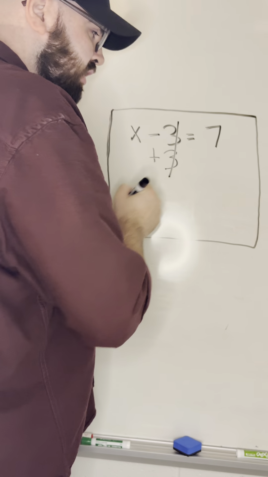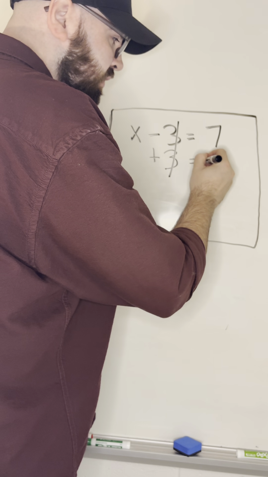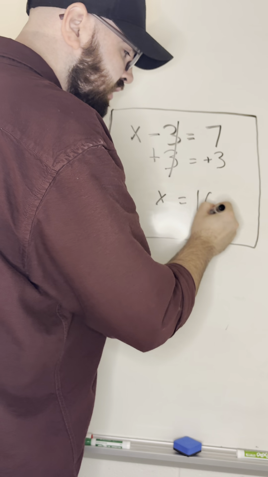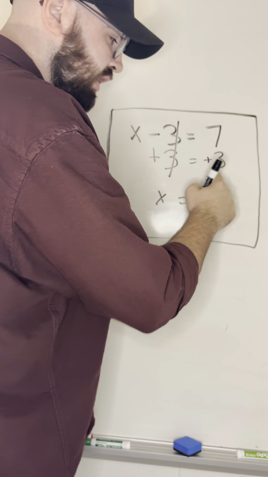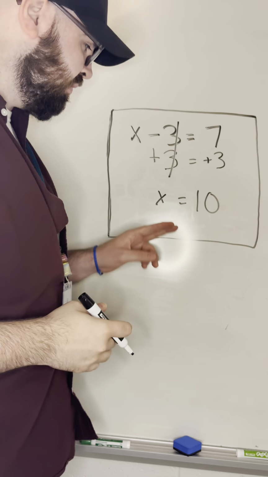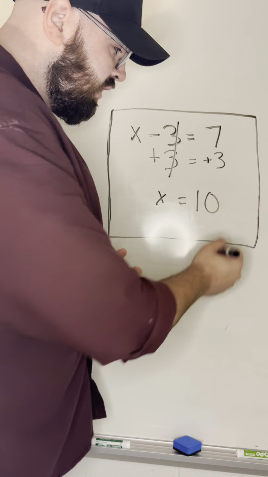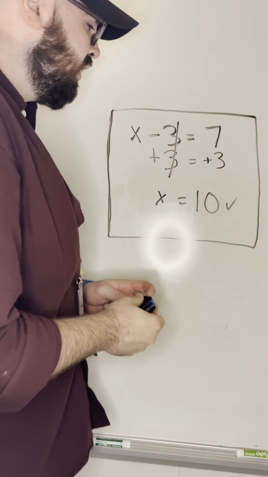Add 3 over here, gone. Add 3 over here, x equals 10, because 7 plus 3 equals 10. Now I go back to my problem: 10 minus 3 equals 7. Does it? Yes, sir.